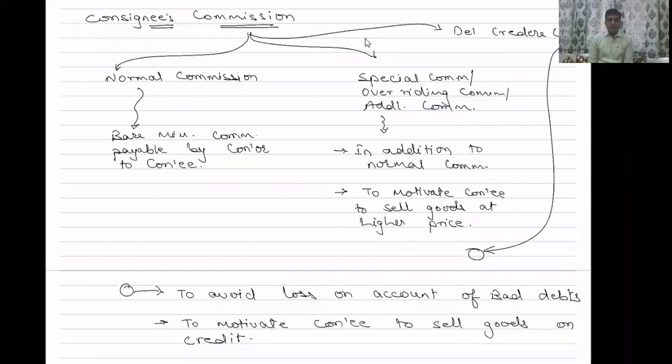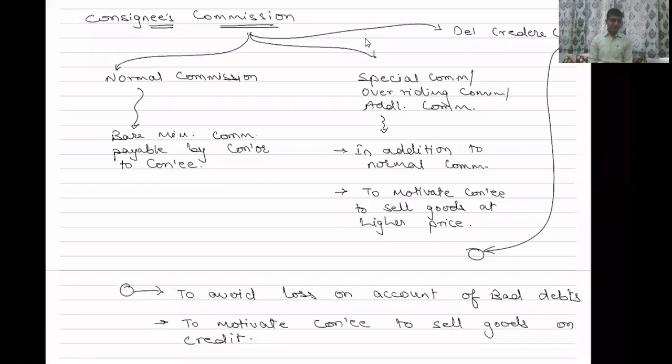When the commission is to be given, normal commission: what is written, just read it out. Bare minimum commission payable by consignor to consignee. This is the minimum amount that the consignee will be receiving from the consignor. It cannot be less than that.